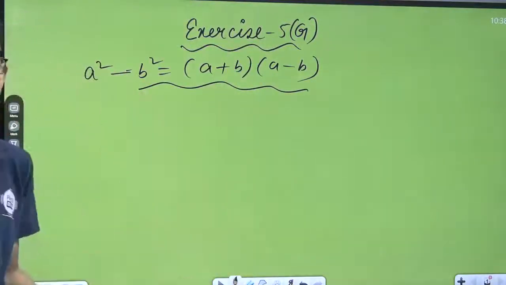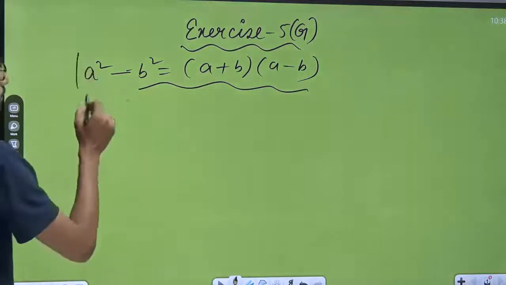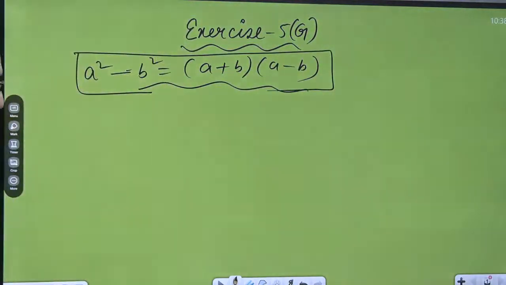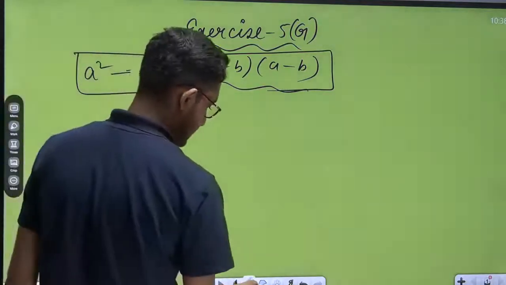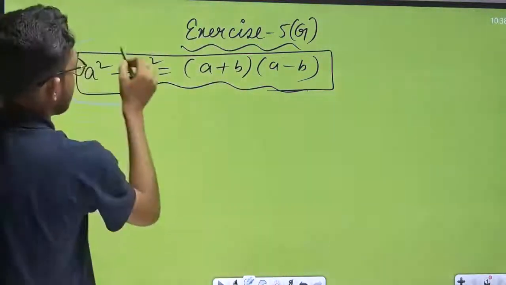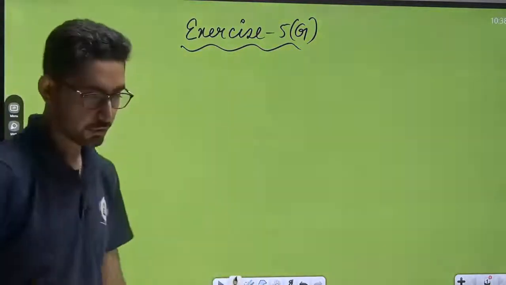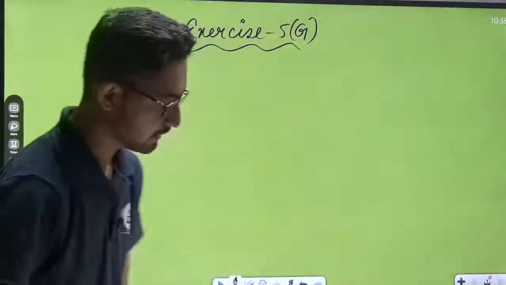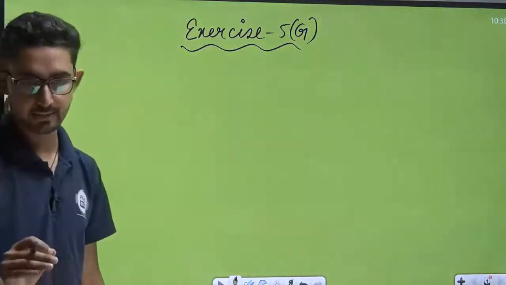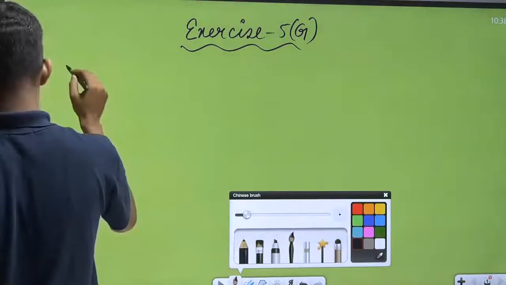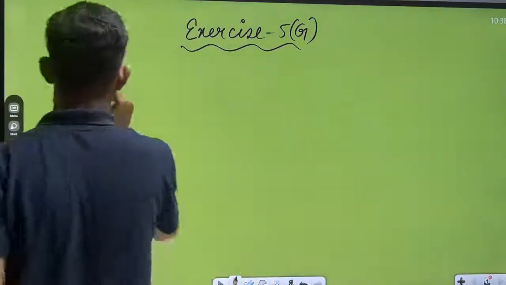Whatever questions are in front of you in exercise 5G, each and every question is related to the same formula only. So all of you just note down this formula first of all, and after that we'll start our exercise questions. Okay? Yes. Now we'll start our exercise questions. See here all of you. So your first question, that is find the following products. Okay? Find the following products.